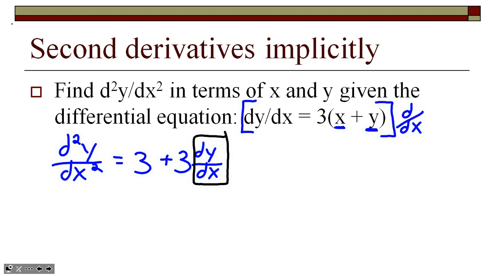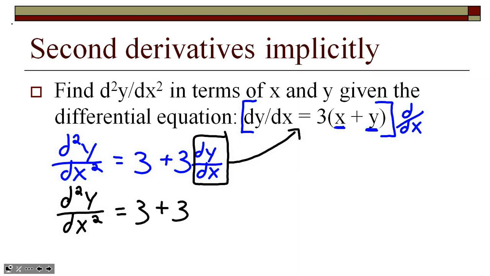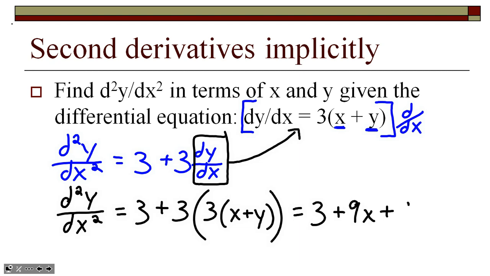And what do you substitute it with? Go back to what was given. What does dy dx equal? 3 times x plus y. So d squared y dx squared equals 3 plus 3. And then whenever you substitute, use parentheses. We're plugging in the x plus y. And if you want to now, you could distribute. 3 times 3 is 9, so you could distribute 9 and get 3 plus 9x plus 9y. So that one was a lot easier to find. All right, and that's one of the ones that we commonly see on the AP exam, second derivatives implicitly.